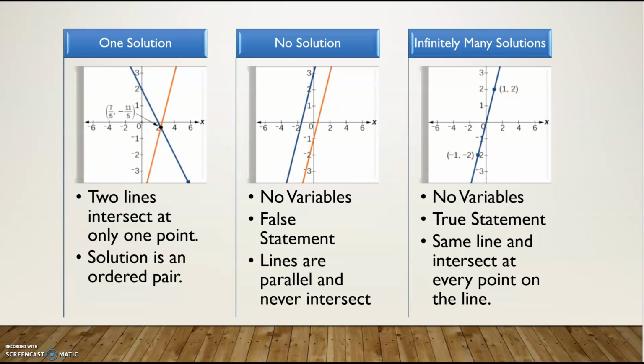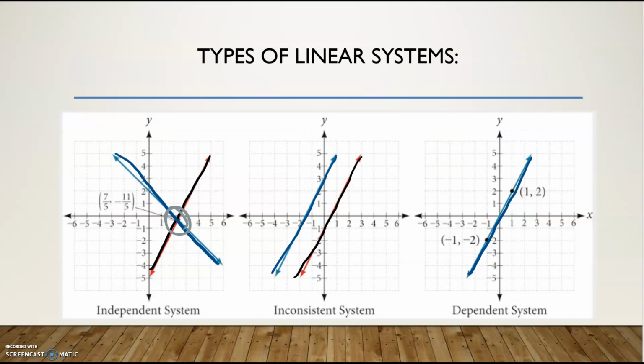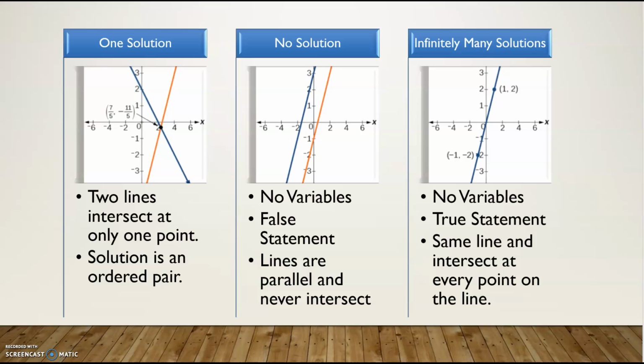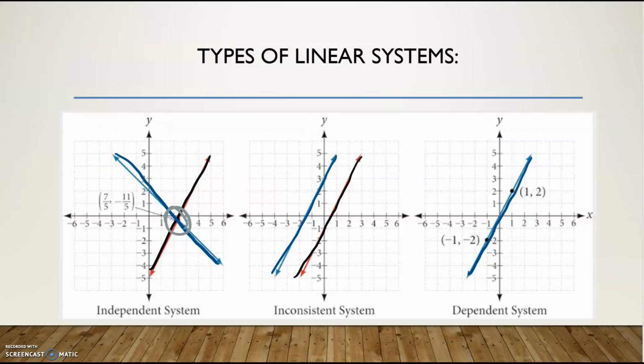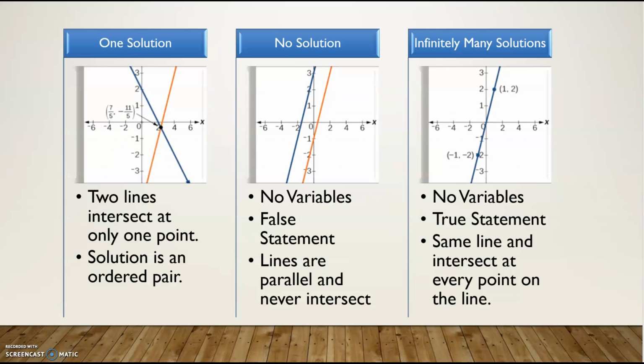So how we're going to solve this is, when you have an independent system like this first one here, you'll have one solution. The two lines intersect at only one point. The solution is an ordered pair. When you have no solution, you're talking about parallel lines. It's an inconsistent system. So when we go to solve these, we will have no variables left. We'll have a false statement, and then we can say, hey, these lines are parallel and they're never going to intersect.